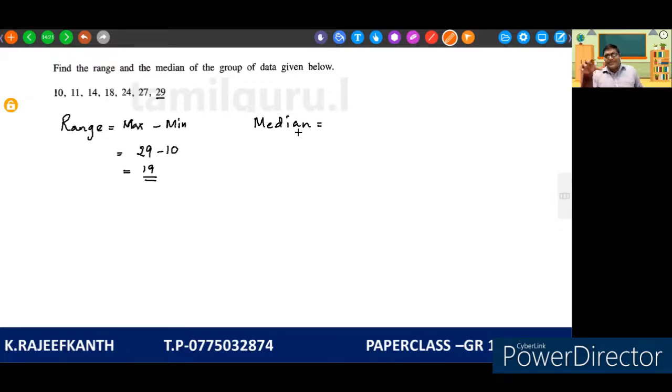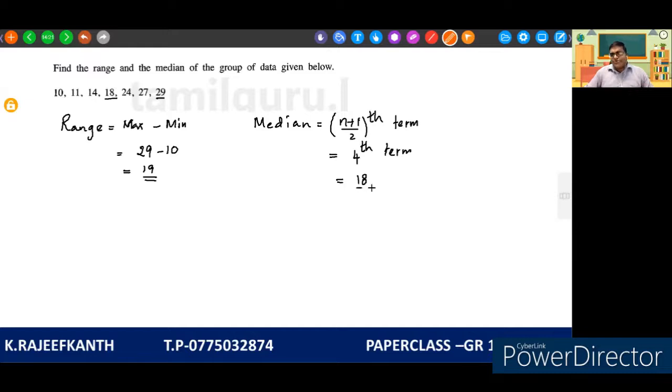Here there are only 7 terms, no? So directly we can select the middle term of this distribution. Otherwise, we can find the median by using the (n plus 1) over 2 term. Here, n is the number of terms. Here there are 7 terms. So 7 plus 1 is 8, over 2, the fourth term. So the median is the fourth term. Which is the fourth term? First, second, third, fourth. Then 18 is the median.